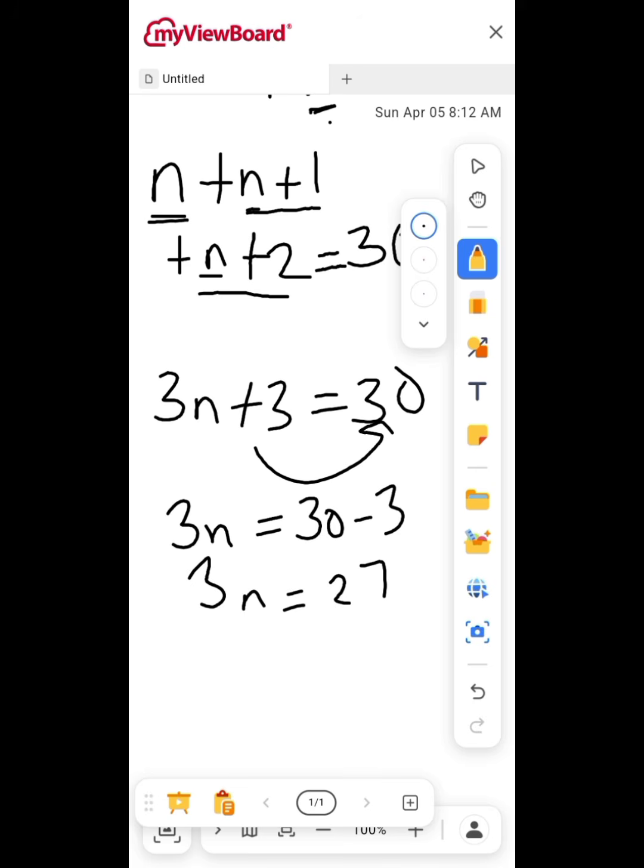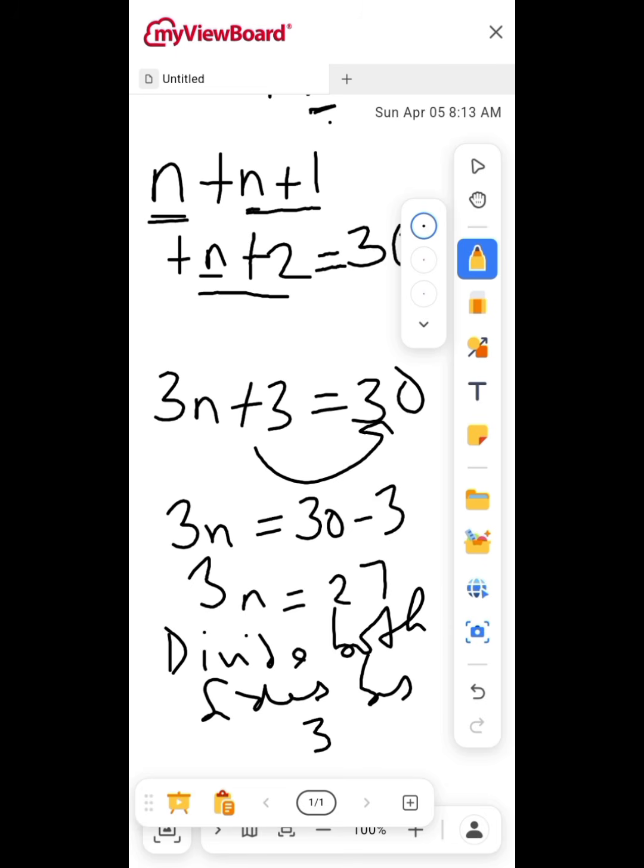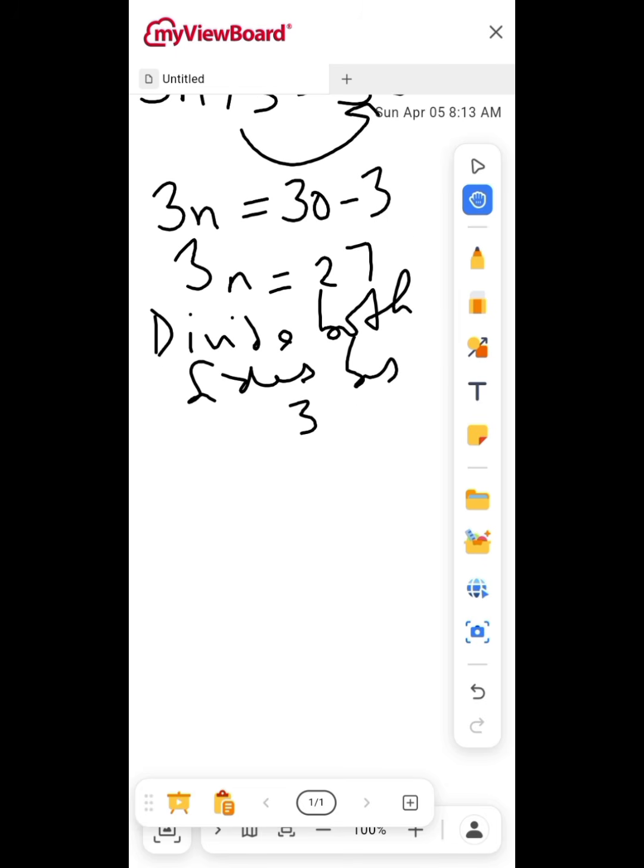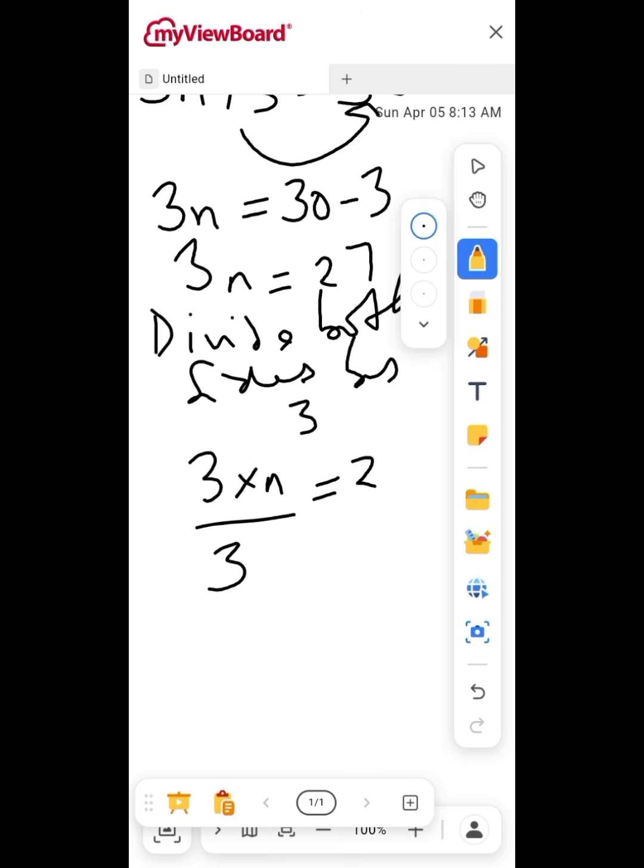Here, what will you multiply by 3 to give 27? That's to say, divide both sides by 3. Divide both sides by 3 so that we eventually have 3 times n over 3 equals 27 over 3. 3 cancels 3, n equals 9.